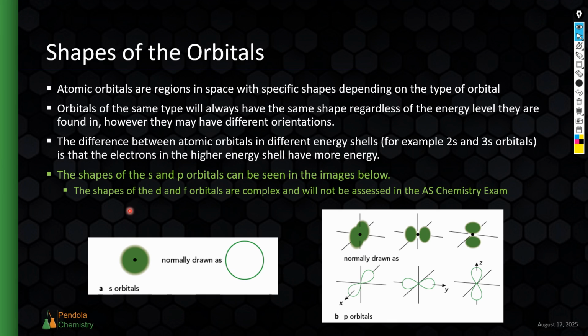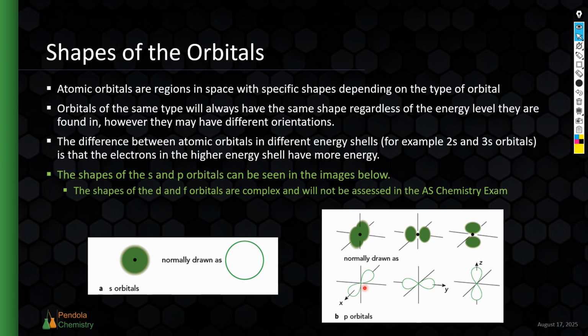The shape of the s and p orbitals can be seen below or on the PowerPoint, and they can be assessed in the AS chemistry exam. So, for example, you could be asked to draw an s orbital or to draw a p orbital. What you will not be asked to do, however, is to draw f and d orbitals because their shapes are much more complex. An s orbital is always going to be a sphere, so we draw it as a circle on the AS exam on paper.